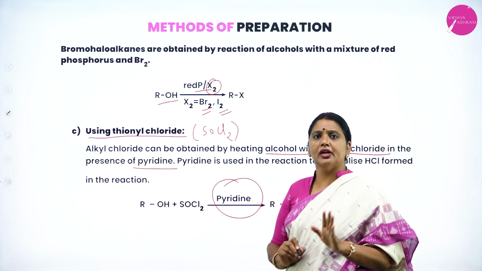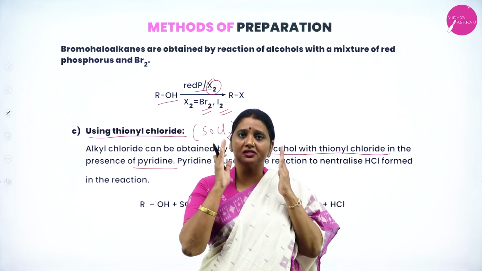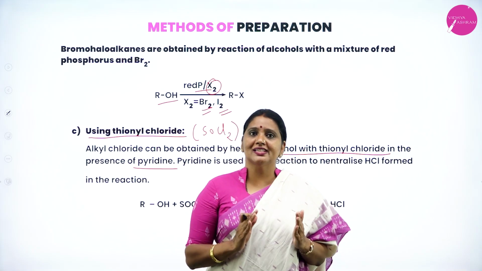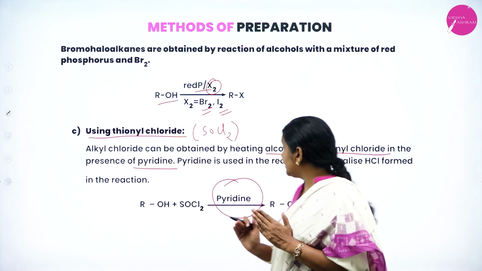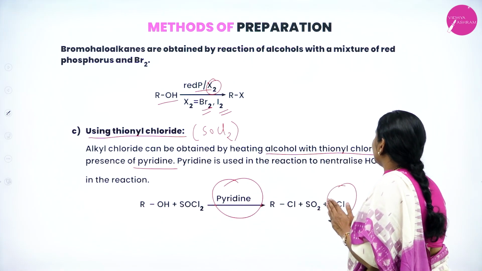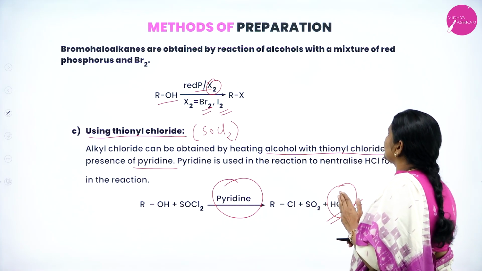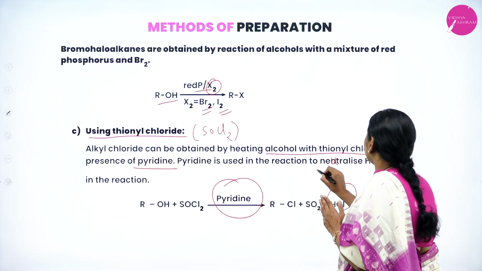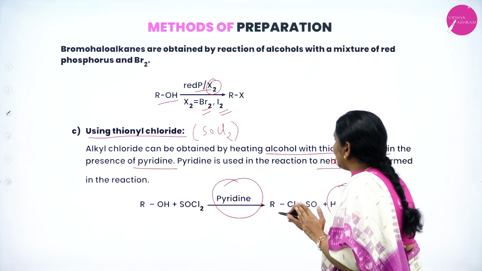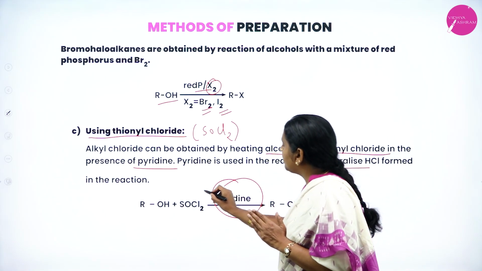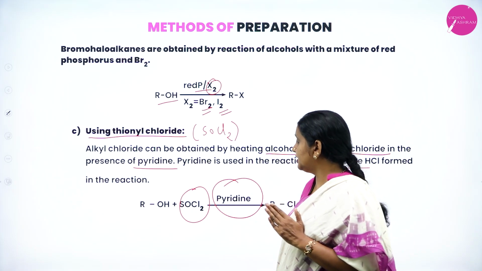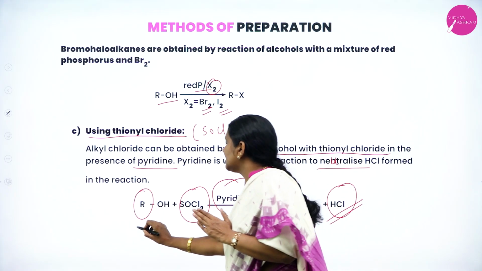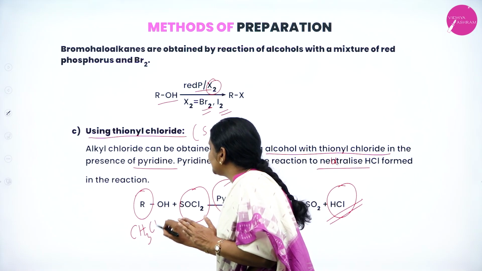See, my dear student, don't think that any substance which is written on the arrow mark always acts as catalyst. Here, what is the use of pyridine? Pyridine is used to neutralize HCl. HCl formed during this reaction can be neutralized by adding what? Pyridine. What's the formula of thionyl chloride? SOCl2.